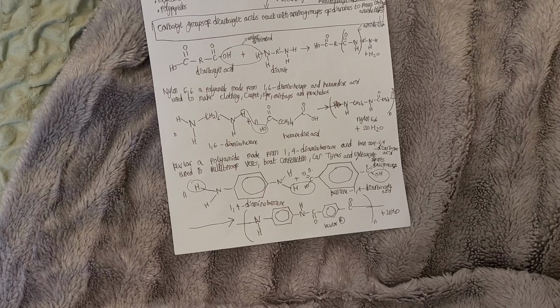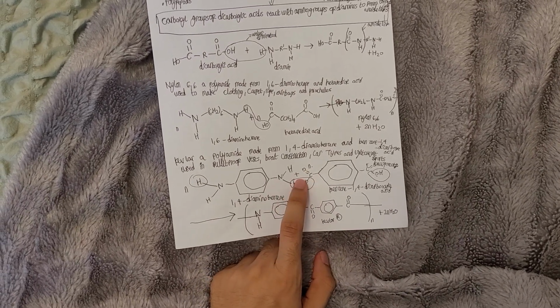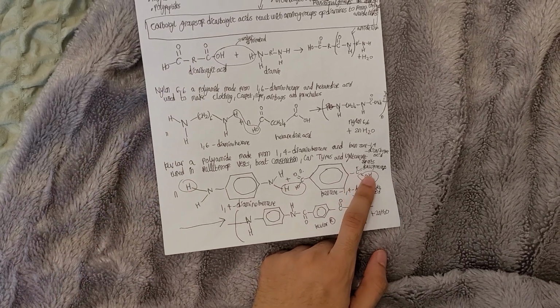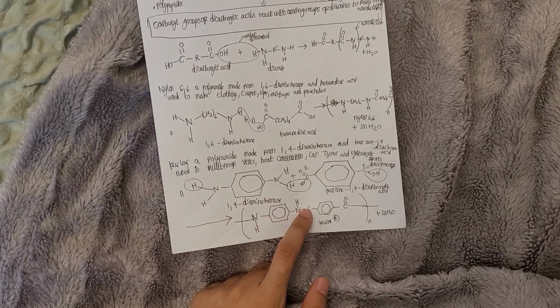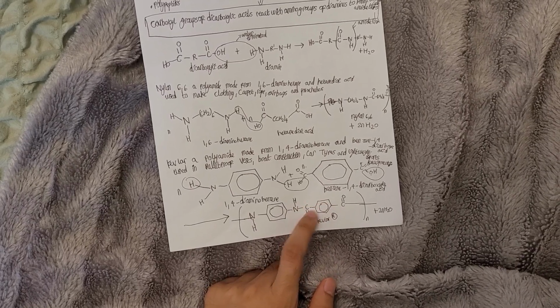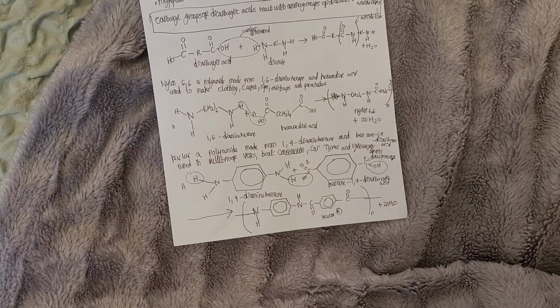What happens though is same thing as that. OH from your carboxylic acid and this H will leave as a water molecule, and again this hydrogen and this OH can leave. So you're going to have NH, your benzene ring, NH, CO, your benzene ring, and then your CO, n, plus 2n H2O, and this is called Kevlar.